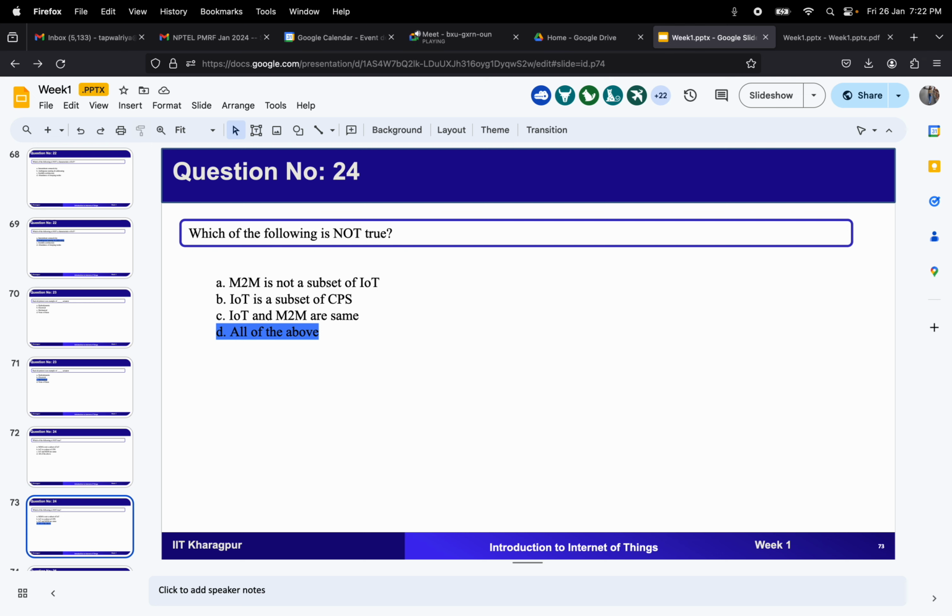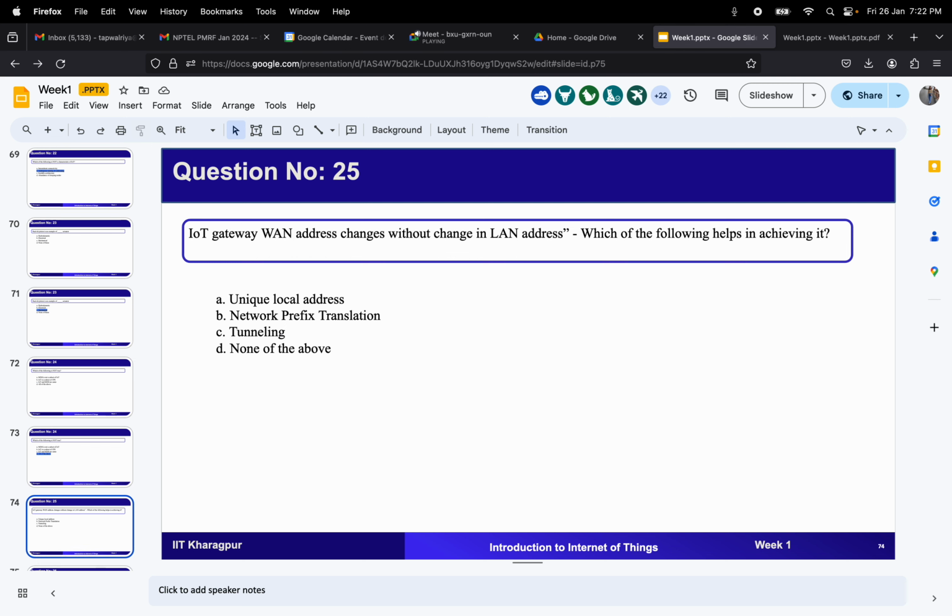A. All of the above. Anyone else? All of the above is the correct option. Next question is, IoT gateway WAN addresses change without change in LAN address. Which of the following helps in achieving it? Options are unique local address, network prefix translation, tunneling, none of the above. Unique local address. Anyone else?